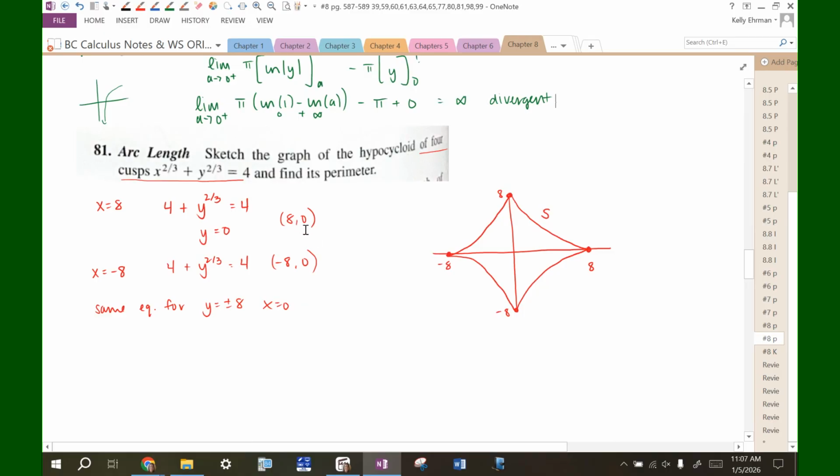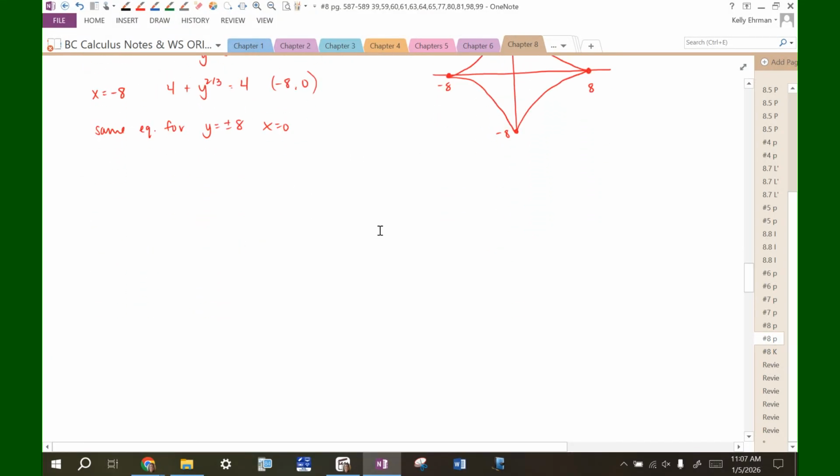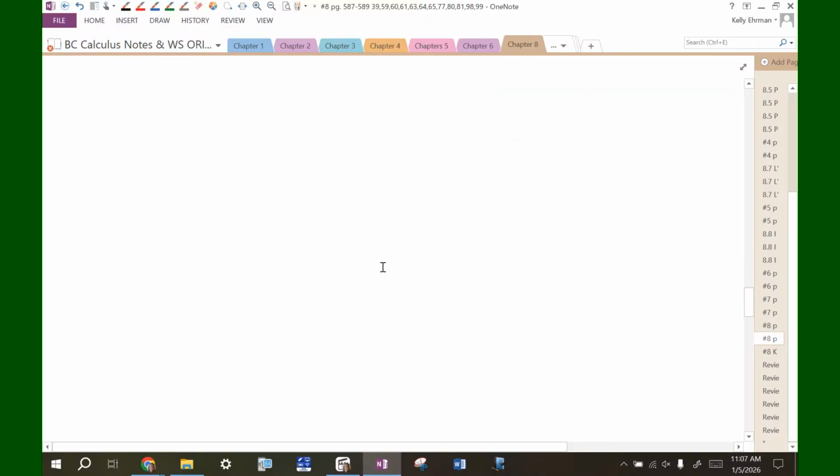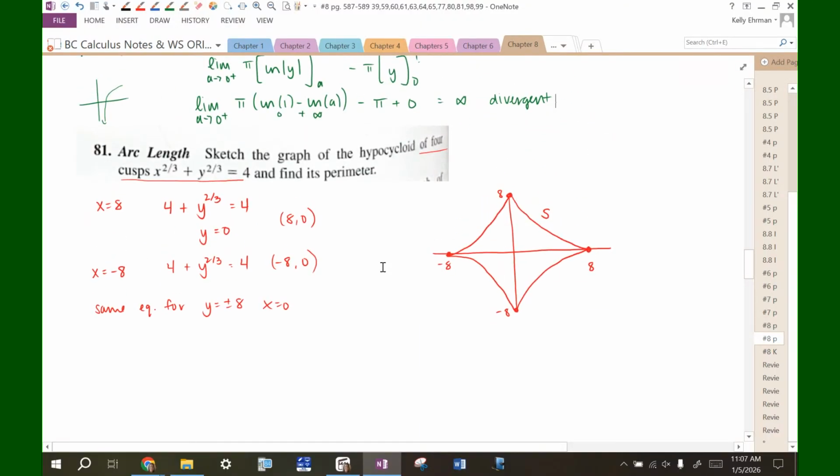Either way, you get 8, 0, negative 8, 0. And then I figured, okay, the same thing would be true if I went the other way. So it makes sense that I get this thing with cusps. It tells me they're cusps, so I know it has to be this type of concavity to make this diamond cusped shape. But you could also try experimenting by plugging in some other values. Not going to do that. Find the perimeter. Oh, I guess I did erase some of this. So that's the graph. The perimeter would be 4s, right?